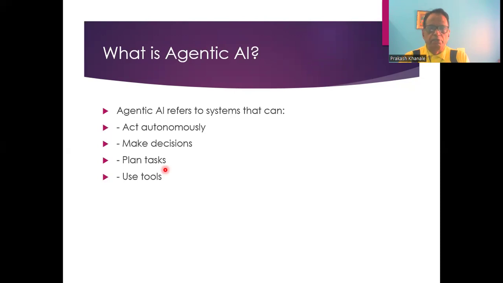Agentic AI is something different. You can say that agentic AI is a system that will act autonomously. It will not require any human intervention. It will not require any prompting. It can make decisions on its own. It can plan complex tasks, and it can make use of different tools that are available. So whenever you want to do some complex task by making use of AI, ChatGPT alone is not sufficient. In that case, you need to go for agentic AI.